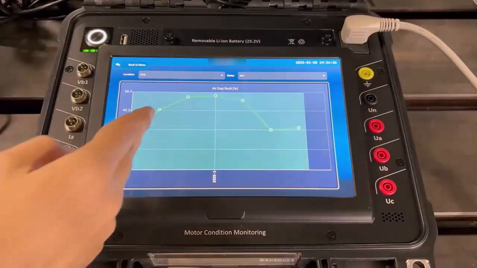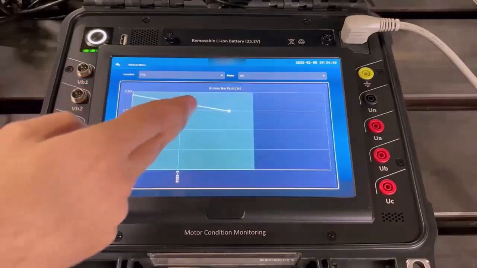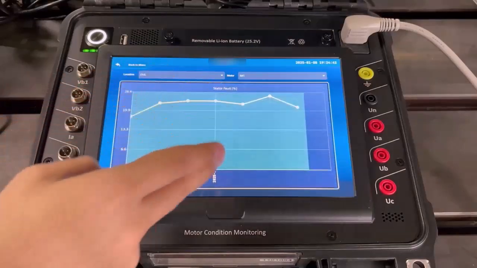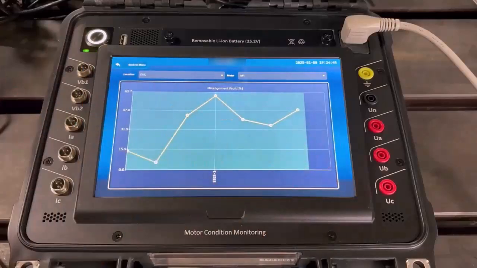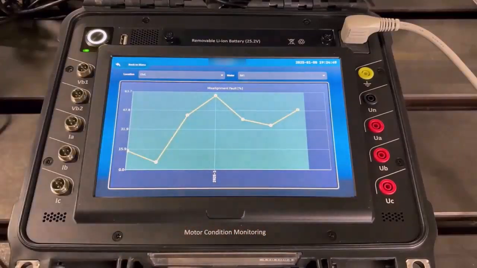conducted, error percentages related to air gap, bearings, and other faults such as broken bars or stator-related issues can be sampled over time. If these errors are observed to grow excessively during the measurement period, they can be monitored, and the motor can be taken out of service before it reaches a critical condition.